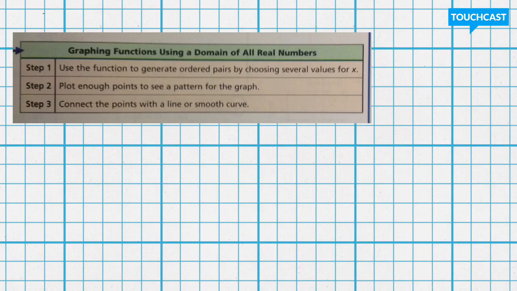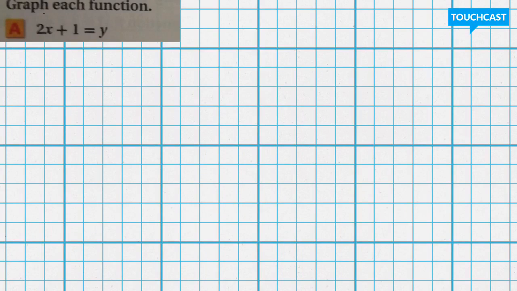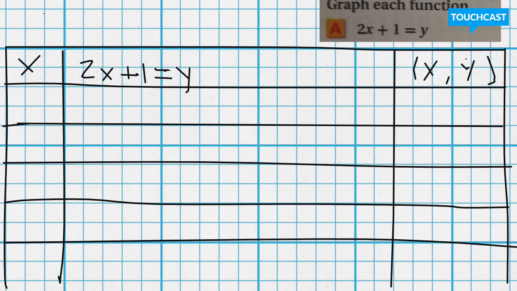So let's look at example number 2. We're going to graph the function 2x plus 1 is equal to y. Y is already by itself, so we don't need to solve for y. We are going to pick several values of x and generate ordered pairs by using a table. We're going to need at least 5 points. Like I said, let's use 0 for sure, and 2 numbers smaller than 0, like negative 2 and negative 1, and 2 numbers larger than 0, like 1 and 2.